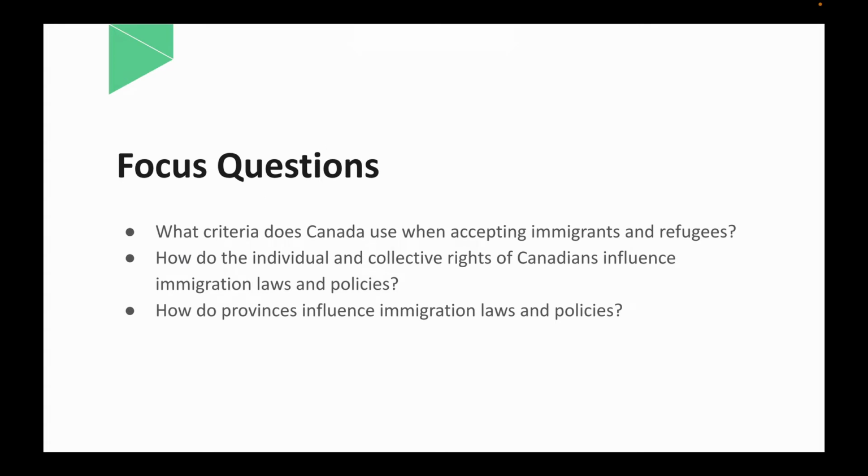What criteria does Canada use when accepting immigrants and refugees? How do individual and collective rights of Canadians influence immigration laws and policy? And then finally, lesson 5.4, how do provinces influence immigration laws and policies?